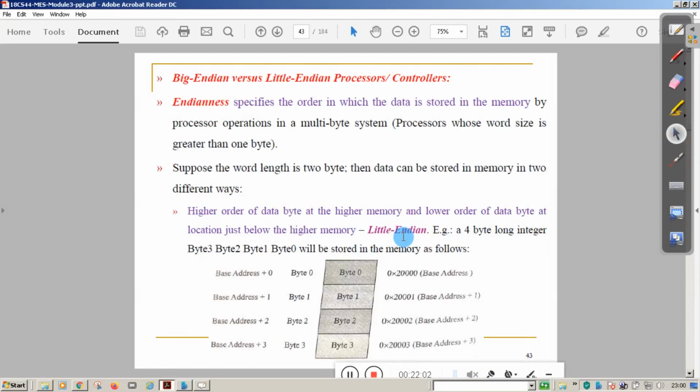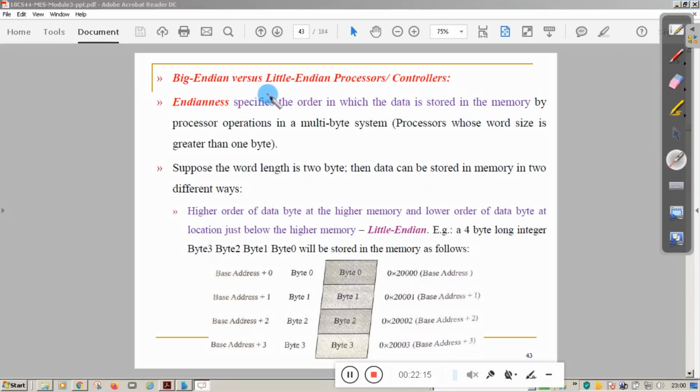Now we need to understand the difference between big endian and little endian. This specifies the order in which data is stored. In the case of little endian, this is the lower address: 20,000, 20,001, 20,002, 20,003, starting from 20,000 as the base address. Then we have 4 bytes of data, where the LSB is byte 0, then byte 1, byte 2 and byte 3.